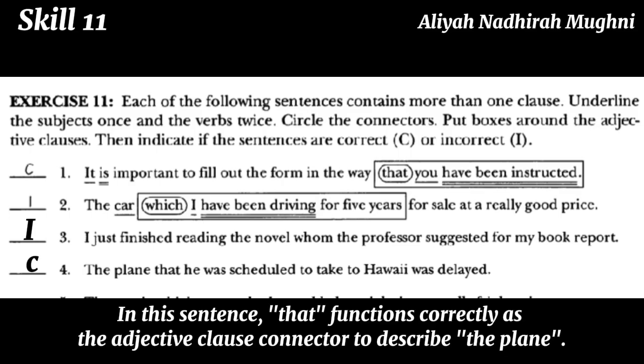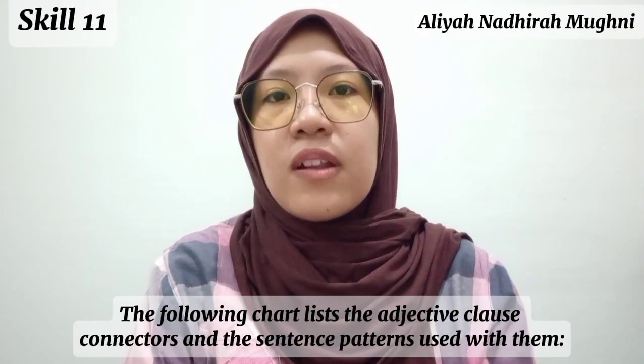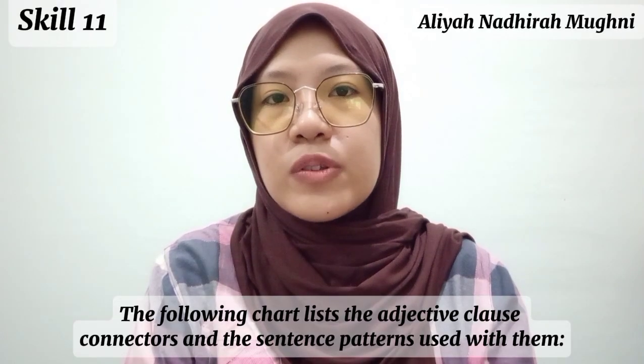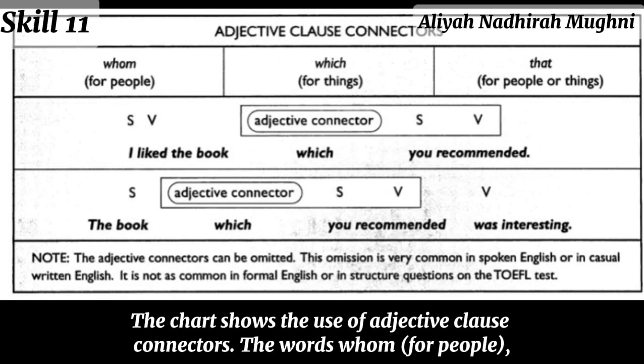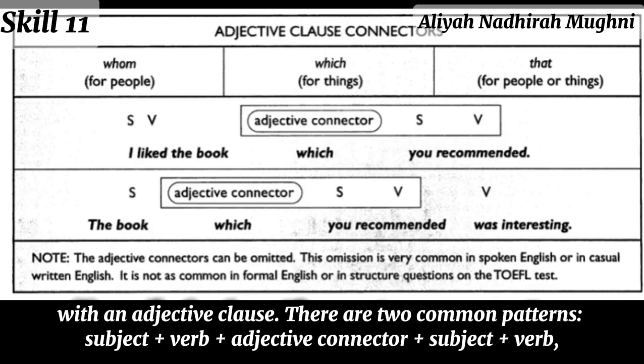In this sentence, that functions correctly as the adjective clause connector to describe the plane. The following chart lists the adjective clause connectors and the sentence patterns used with them. The chart shows the use of adjective clause connectors. The words whom for people, which for things, and that for people or things are used to connect a noun with an adjective clause.